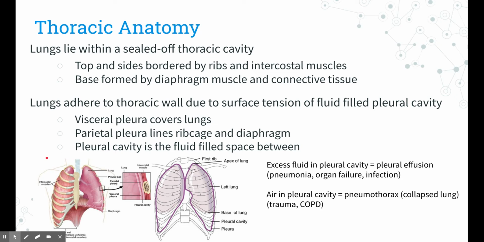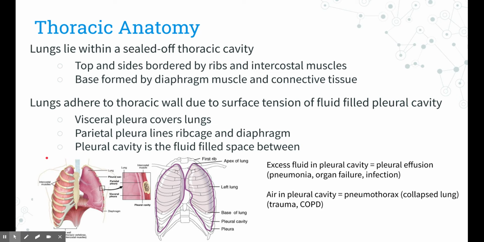The base of the thoracic cavity is formed by the diaphragm muscle and connective tissue. The diaphragm muscle stretches across from left to right and front to back, and does have a small opening in the middle that is sealed up where the esophagus passes through the diaphragm and down into the stomach.